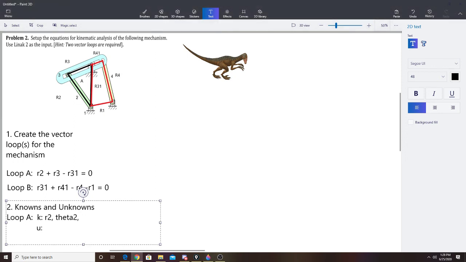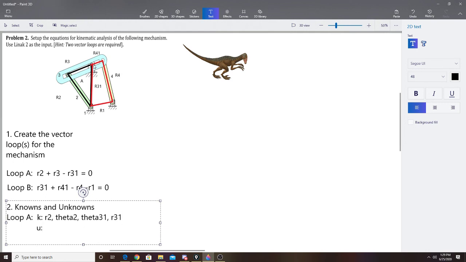Anything else? 3-1, is that... What about... You're talking about this one? R3? Oh, no. Oh, you're talking about ground to ground. Are you talking about the angle and the length? Because you are correct. R3-1. I forgot we were doing knowns at this point. So yes, you are right.